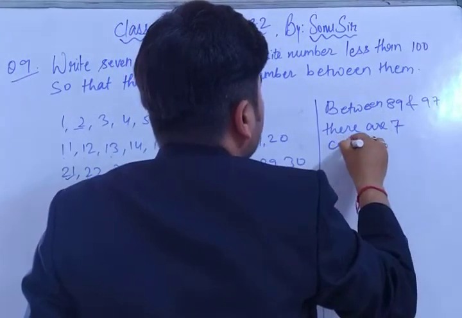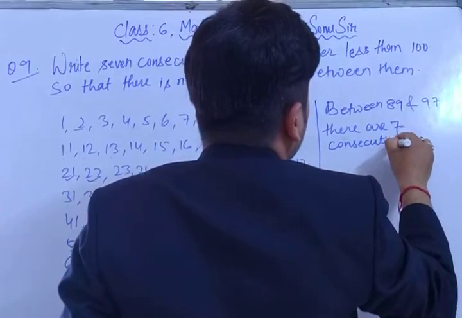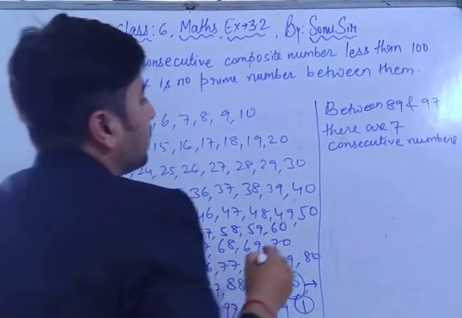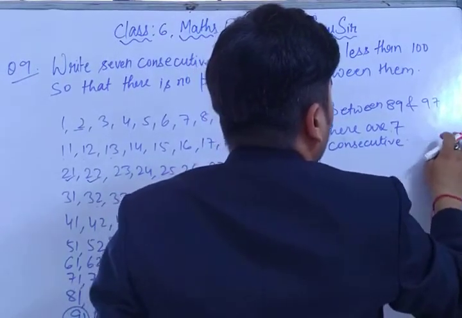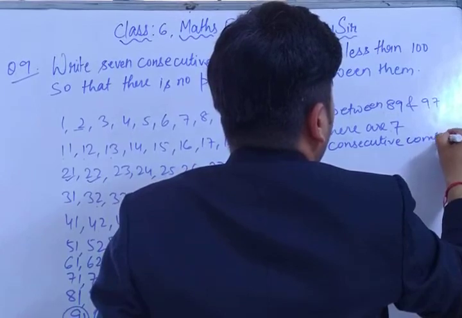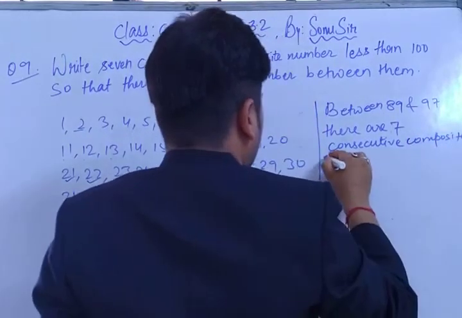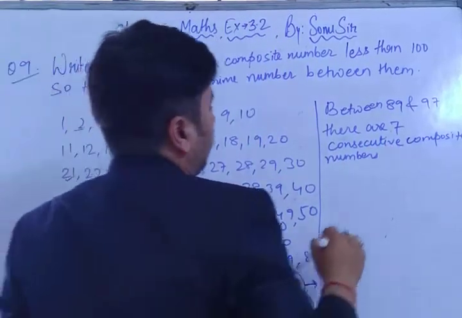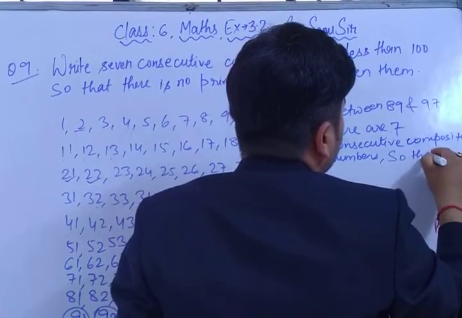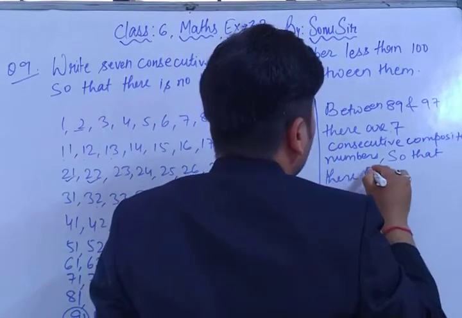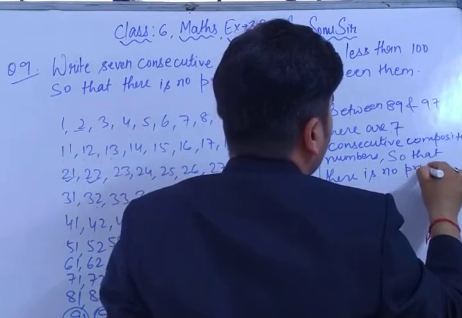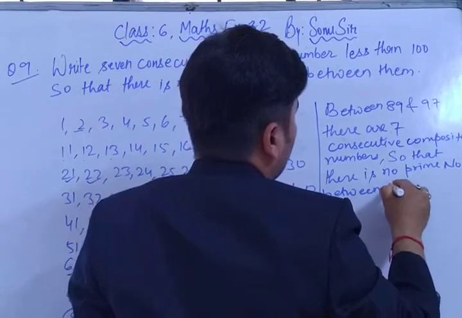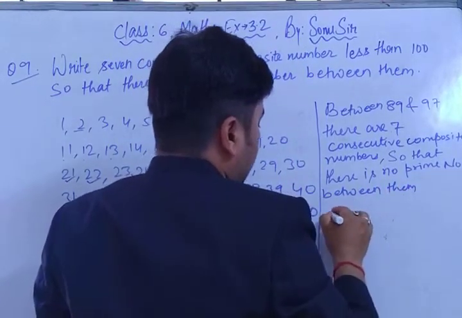seven consecutive composite numbers, so that there is no prime number between them. No prime number between them. So you have to find what the numbers are.